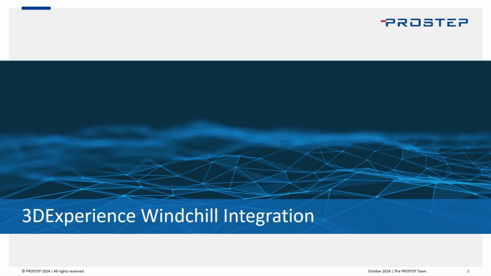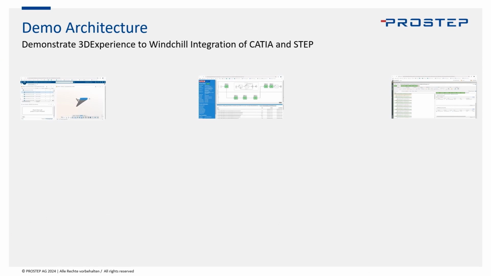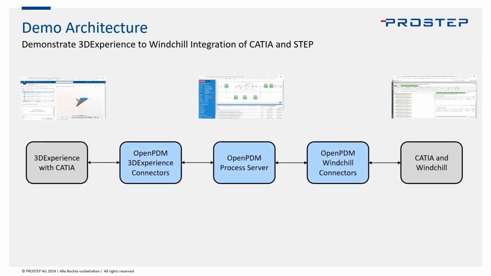So in our first demo, we'll showcase 3D Experience and Windchill integration. In this case, you're doing design and engineering work in 3D Experience, using modern CATIA, and you want a way to synchronize that data to Windchill, which you're using for configuration management and downstream product lifecycle management activities. So you've introduced your OpenPDM process server in the middle, and 3D Experience connectors and Windchill connectors that you can use to integrate that data.